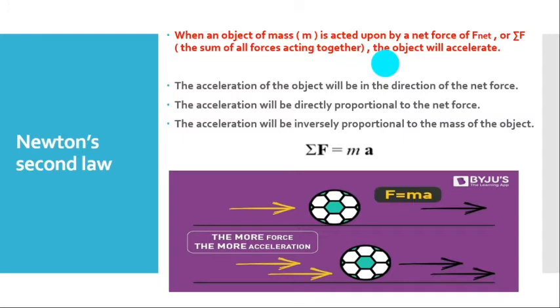The acceleration is directly proportional to the net force. So if the net force increases, the object will accelerate more. If the net force decreases, the acceleration will what? Decrease. Okay? The acceleration is inversely proportional to the mass of the object. Now, let's say I applied the same amount of force to two different objects. The object with less mass will accelerate more, and the object with more mass will accelerate less. So what does it mean? That acceleration and mass are inversely proportional. Okay?